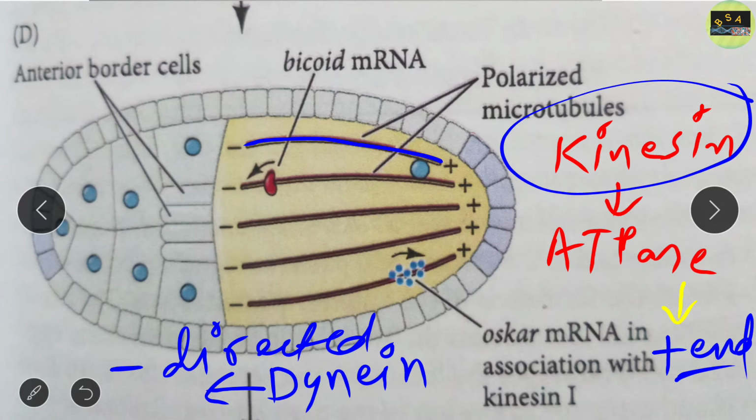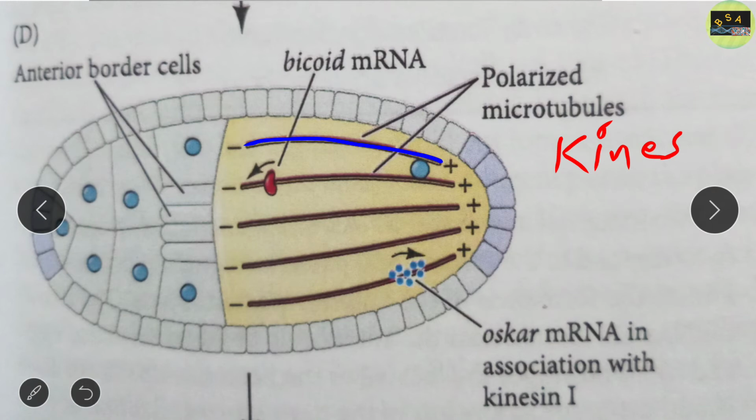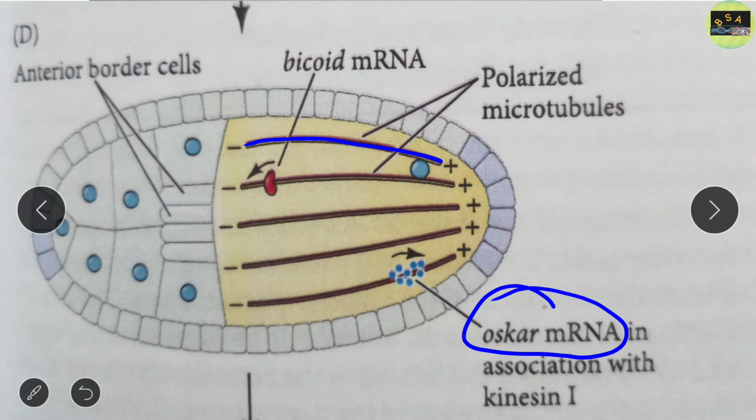Now one thing to note down here. One of the messages that is transported by kinesin. What is that message? Oscar mRNA. So one of the messages that is transported by kinesin along the microtubule to the posterior end of the oocyte, to this posterior end.